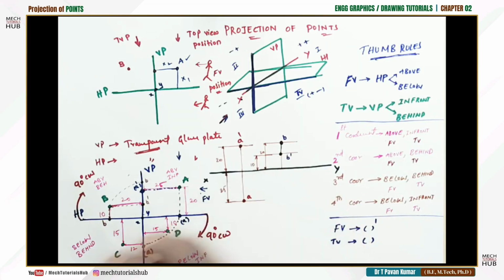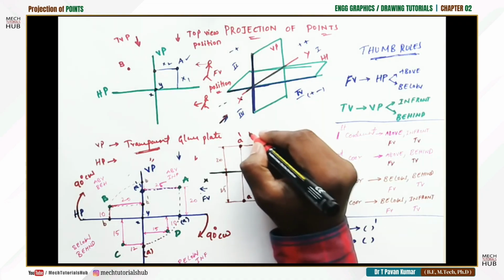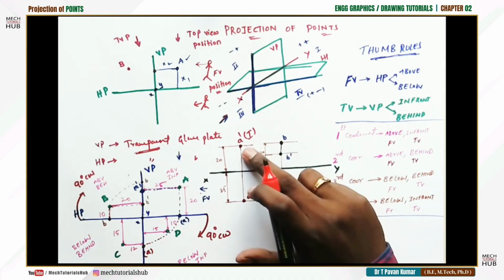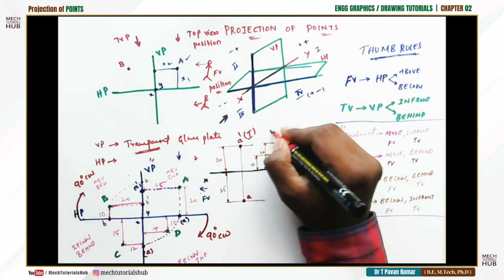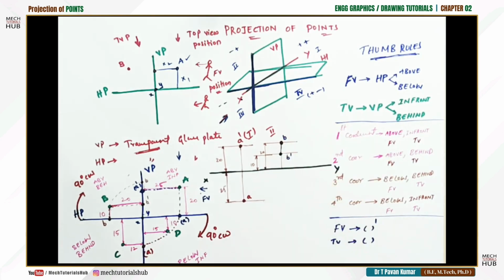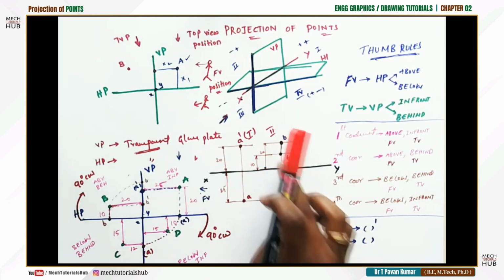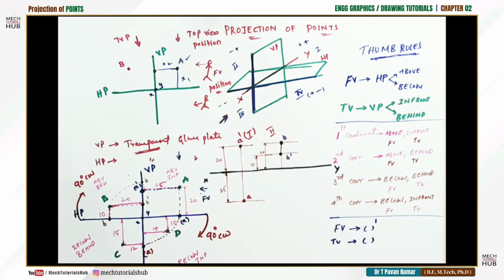So in the second quadrant, what happens? Try to concentrate. In the first quadrant, the front view is above, the top view is below. In the second quadrant, both the views are falling above the XY line. This always happens. Okay, try to remember.